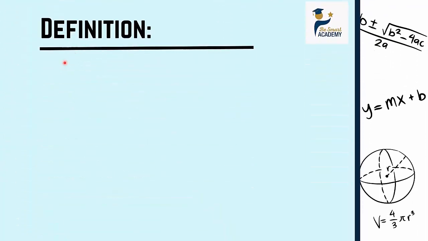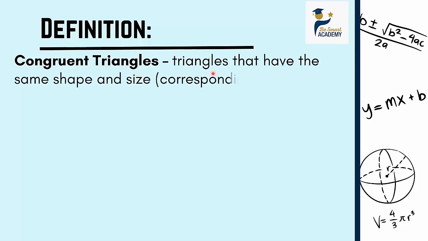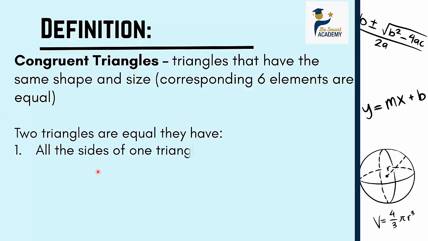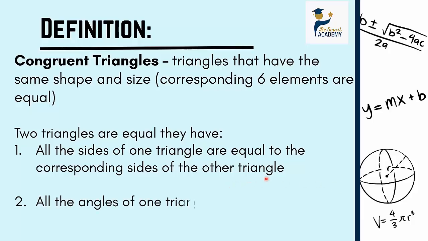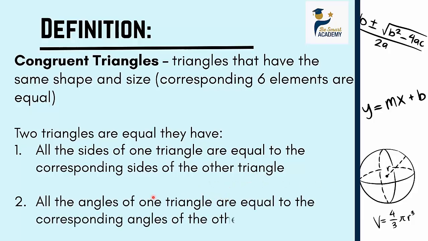If the word congruent means same shape and size, congruent triangles mean triangles with the same shape and size. So the corresponding 6 elements are equal. The sides from the first should be equal to the corresponding ones in the second. Similarly for the angles.